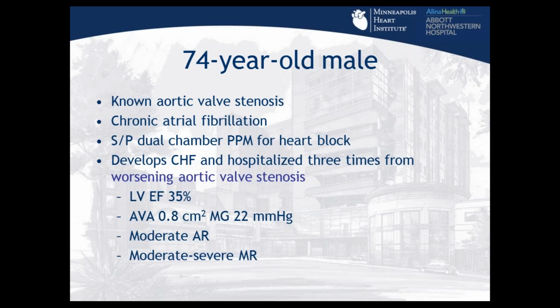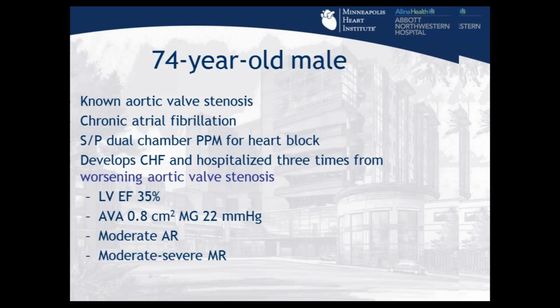He was referred to us from Iowa with worsening symptoms and a drop in ejection fraction. His ejection fraction was normal just a year ago. The thought was it was due to worsening aortic valve stenosis. His EF is now 35%. I'll show you some more images here. Now the aortic valve area is 0.8 with a mean gradient of 22. And he has some AR and MR on top of that.